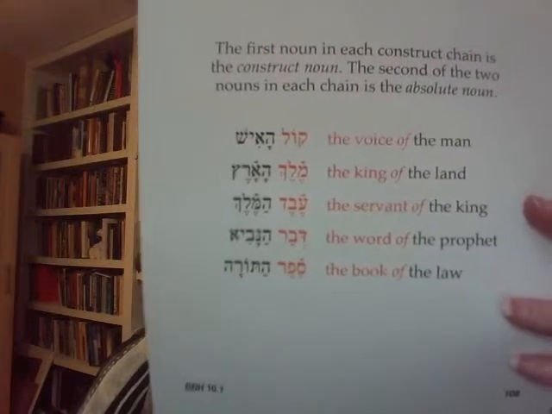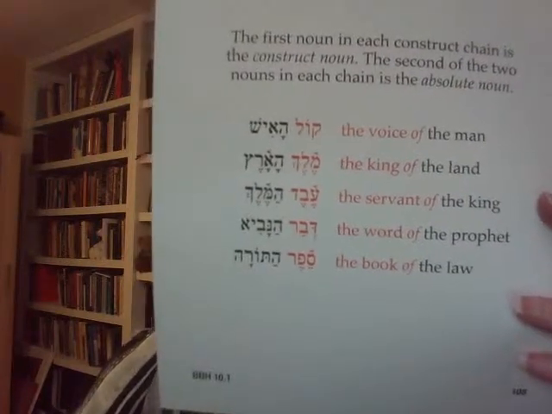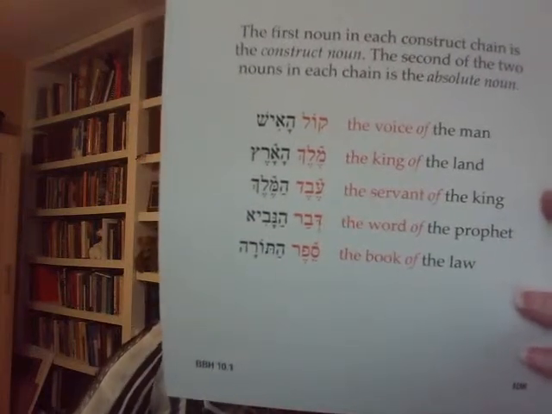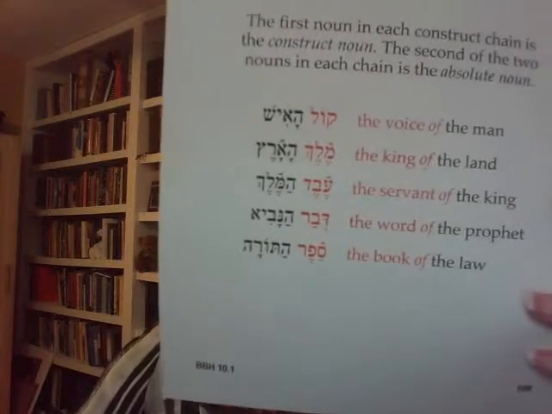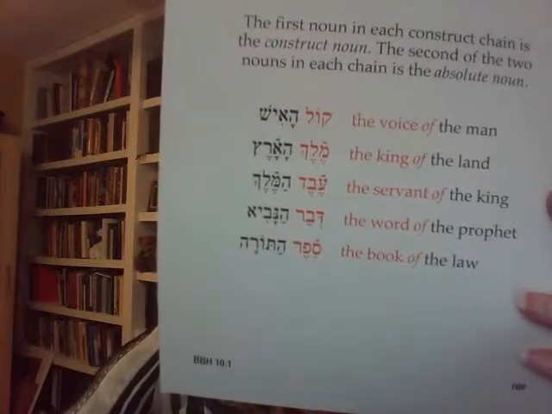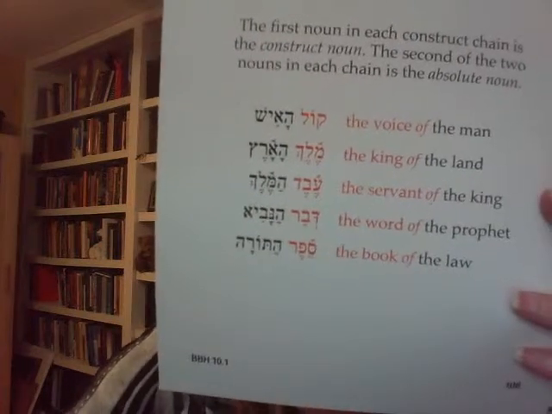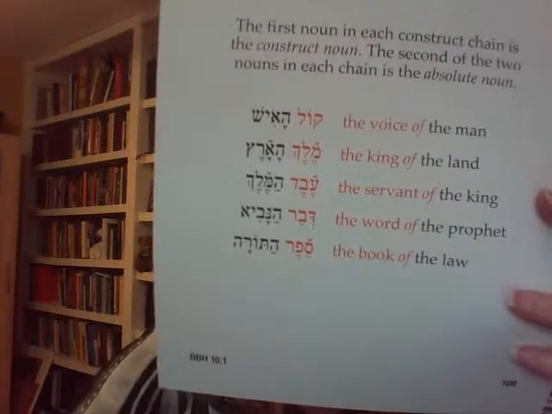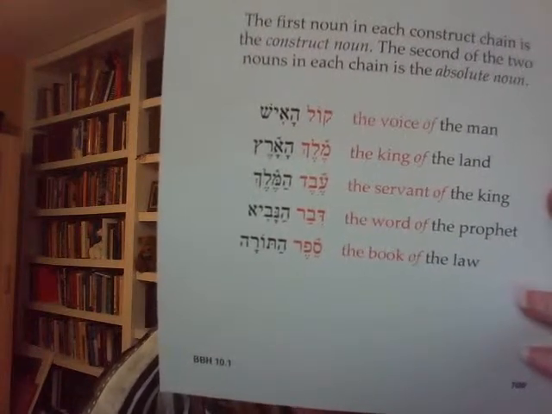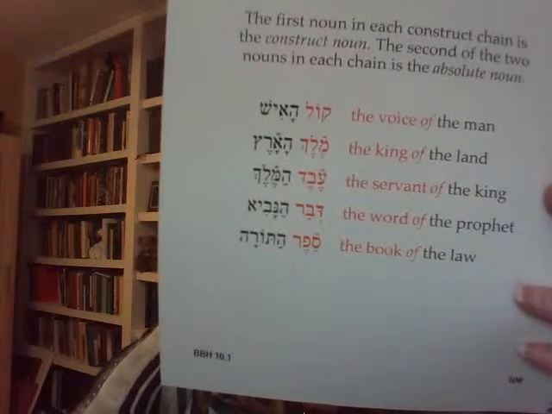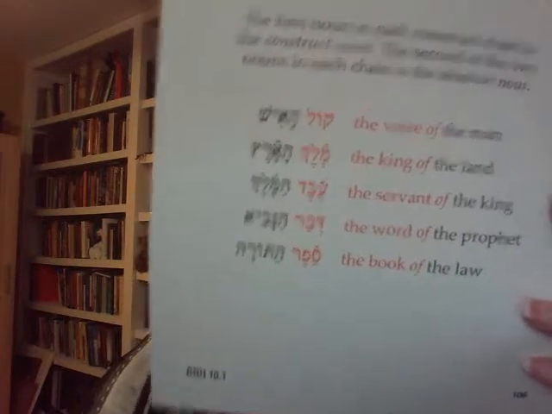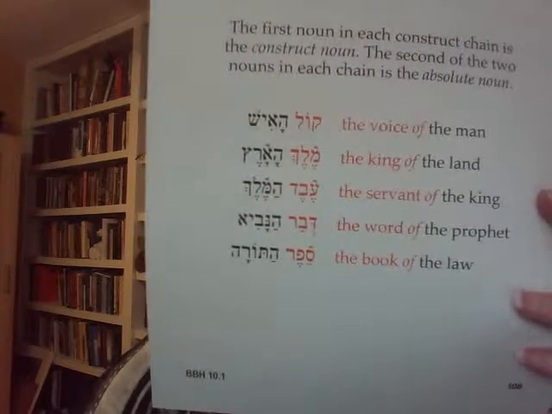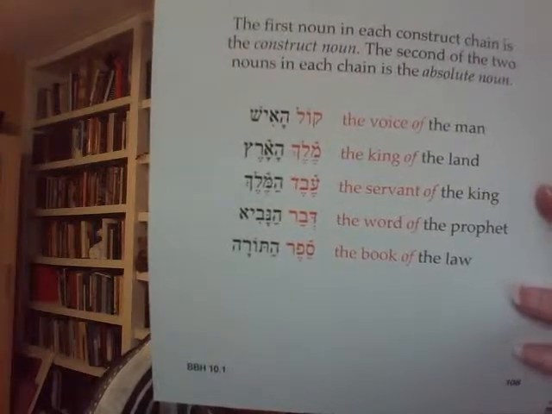Kol ha ish. It would be woodenly translated "voice the man," but because kol is going to be our construct noun, and ish or man is going to be our absolute noun, you see it prefixed with the definite article, kol ha-ish, voice the man. You're going to translate it the voice of the man. And if the absolute noun, again, that's our anchor noun, has the definite article, then so will our construct noun, the voice of the man.